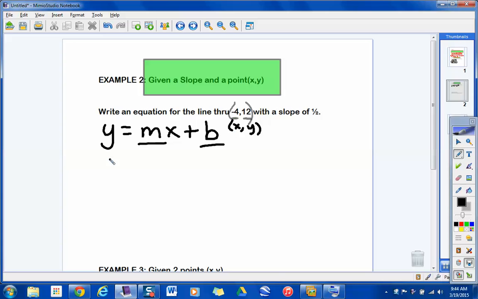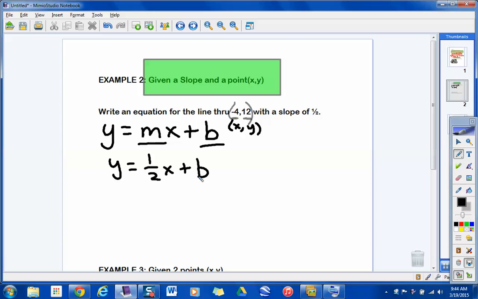All right, so I'm going to start this out. y equals 1/2 x plus b. And I can't put a value in for b because does it say, hey, the y-intercept is like the last example, -6? Does it say that? So I can't plug anything in for b. Okay. So what that leads me to is the following.